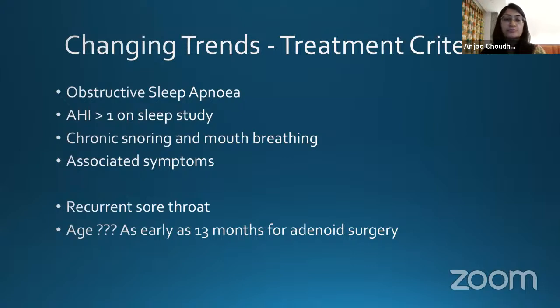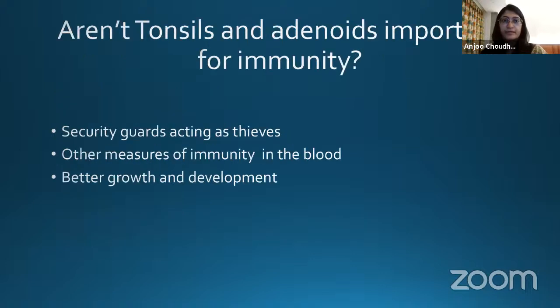Age: if somebody asks me what is the right age to do this surgery, it can be done as early as 13 months if it is leading to cor pulmonale or significant respiratory distress.